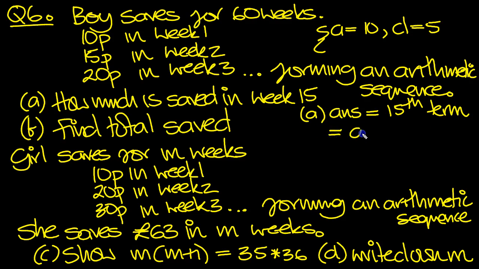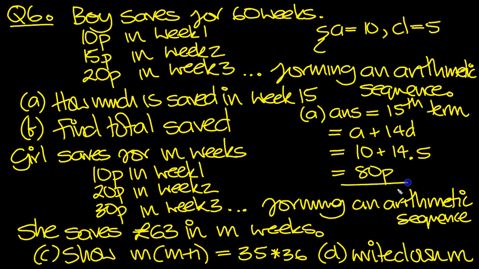The 15th term is equal to a plus 14d, which is 10 plus 14 times 5. 5 14s are 70, plus 10 is 80p. So 80 pence is saved in week 15.